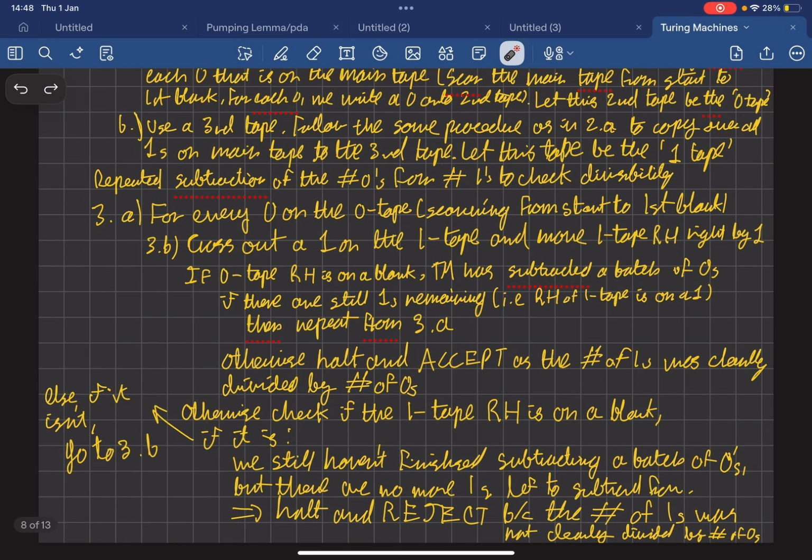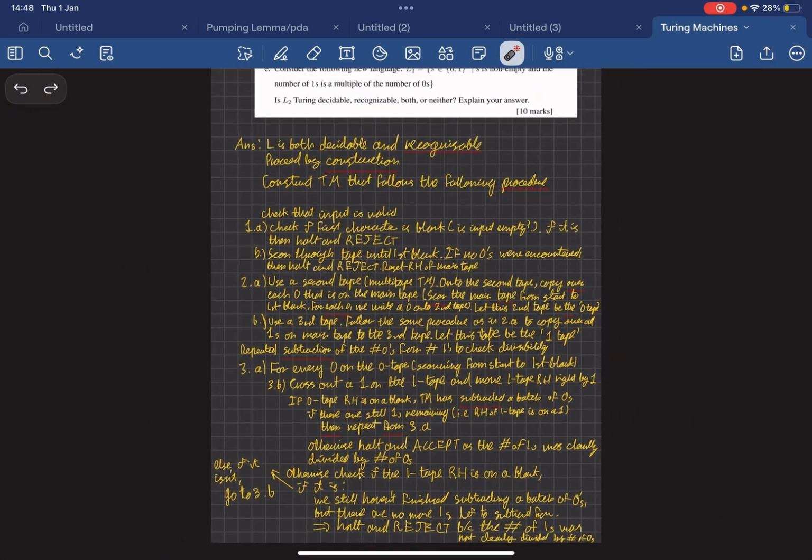Next, if the 0 tape readhead was not on a blank, so it's still on a 0, but the 1 tape readhead is on a blank, then we haven't finished subtracting a batch of zeros, but there's no more ones left to subtract from. And so we halt and reject. If this isn't the case, we just need to continue crossing out ones, and so we go to 3.b. Okay, so that's it for the steps part of the algorithm.